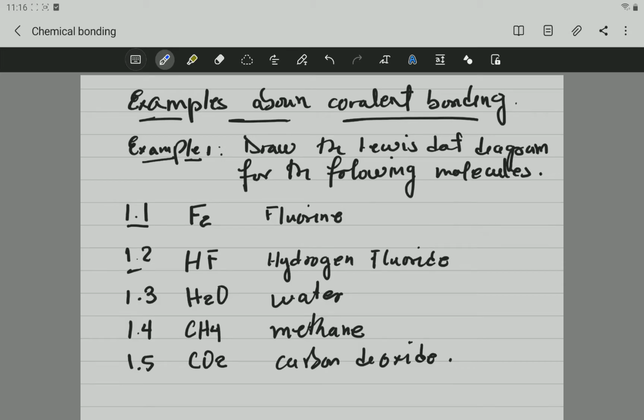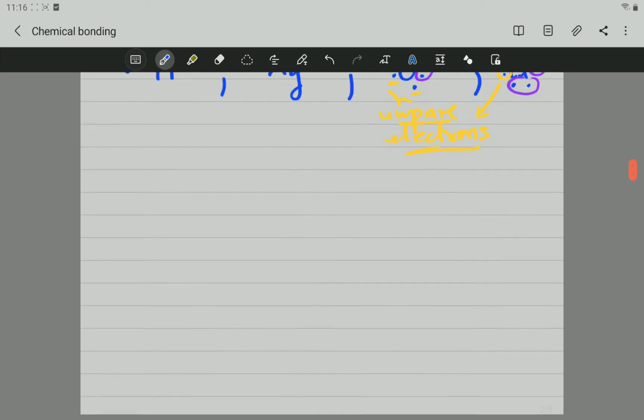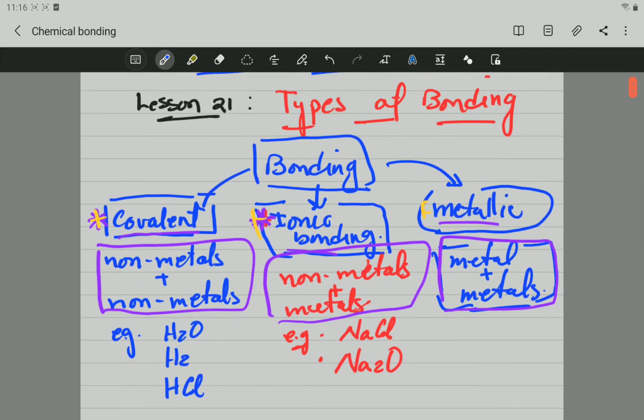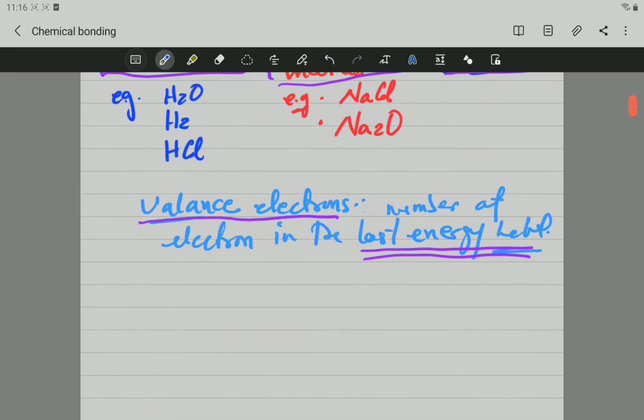Right, let's first quickly record what we spoke about bonding. There are three different types of bonding: covalent, ionic, and metallic. Covalent bonding happens between nonmetals, and this is just a general rule. Ionic bonding will be between metals and nonmetals, and metallic bonding will be between metals.